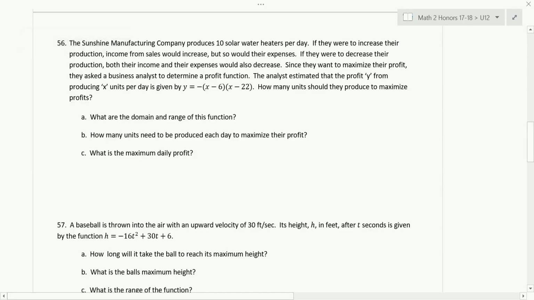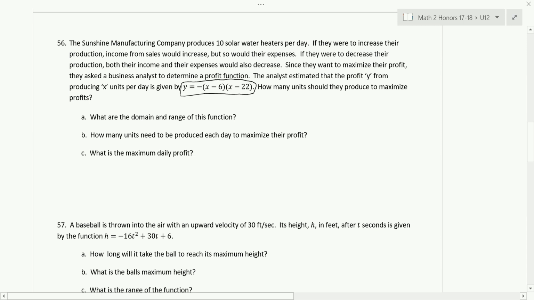So on number 56, with these word problems, the nice thing is I'm not making you derive the quadratics. I'm giving you a quadratic equation in some form, and you want to recognize what form you have and what the benefits of that form are. So in this one, without even reading the problem, we got our equation here, and we can quickly get a few things from it.